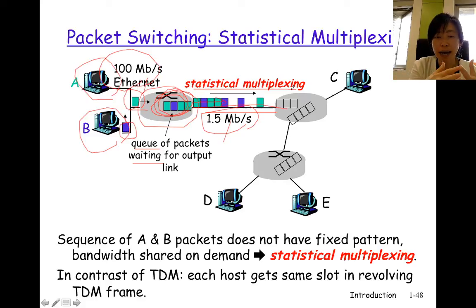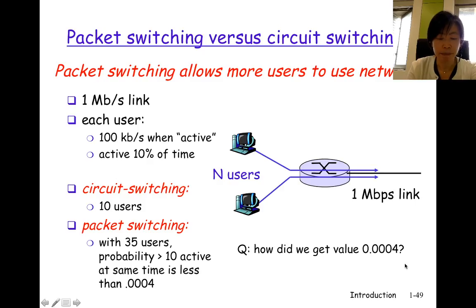Okay, that behavior, A and B mixing their packets without a fixed pattern, is statistical multiplexing. This is in contrast to TDM or FDM, which look all very regular.